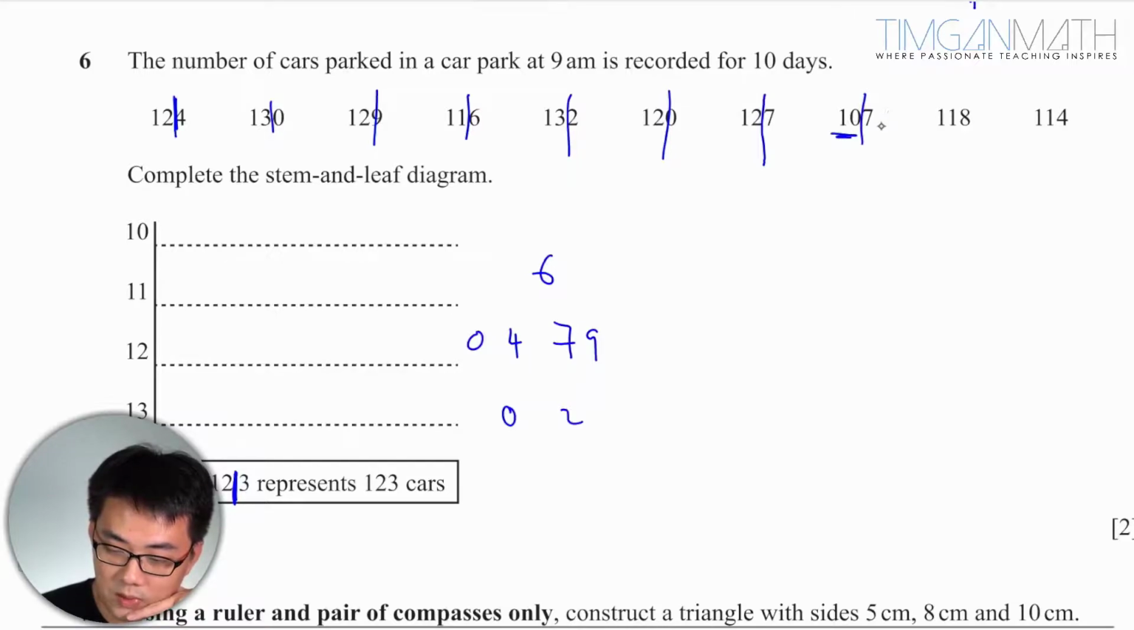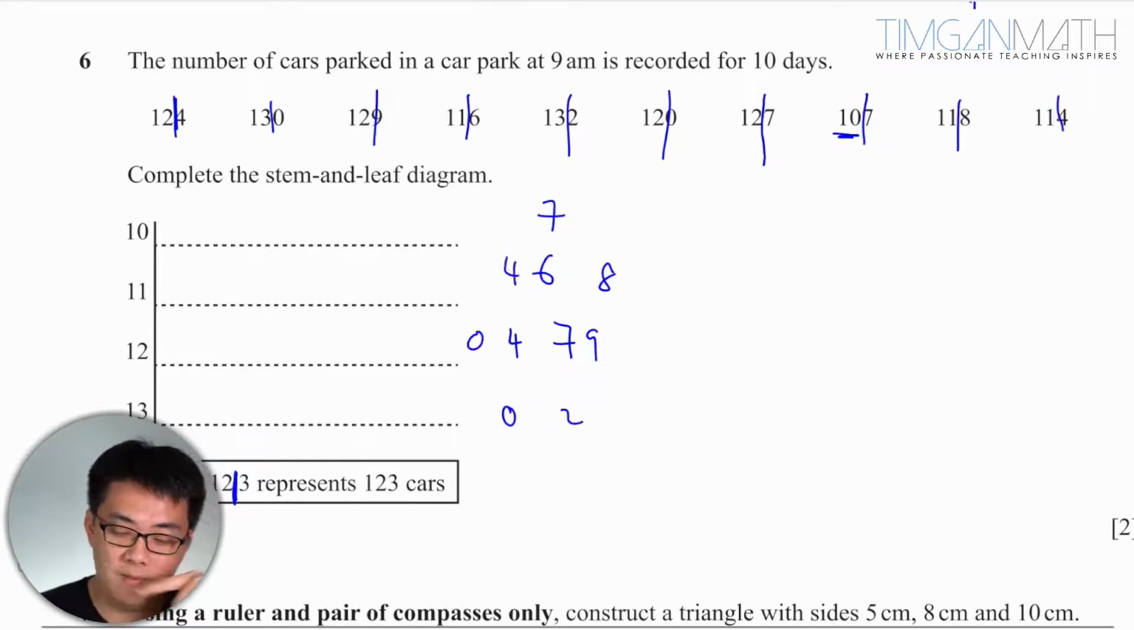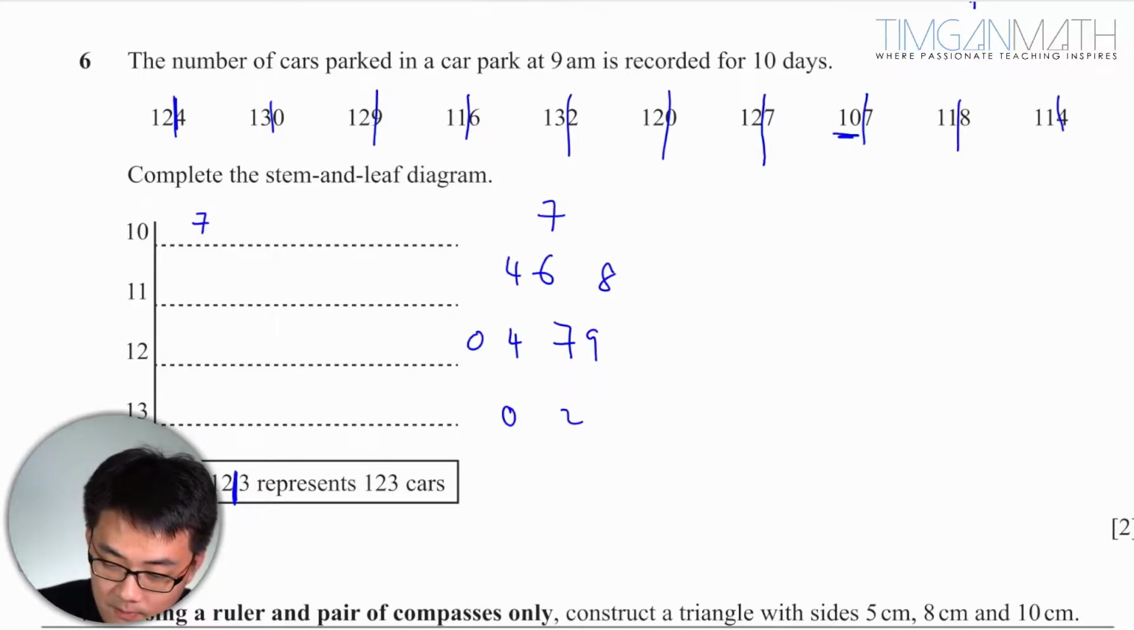107 will be here. 118 will be here. And 114 will be here. Okay, so now we get this 7, and I'm just going to arrange these in ascending order. So 4, 6, and 8. Just try and space it out. This 0, 4, 7, 9. And after we have 0 and 2.